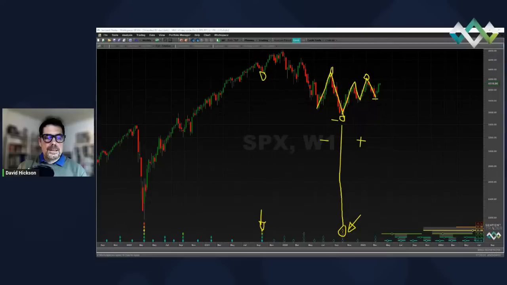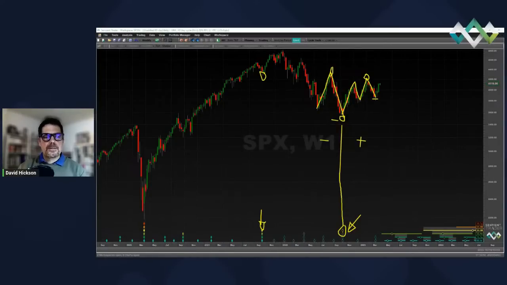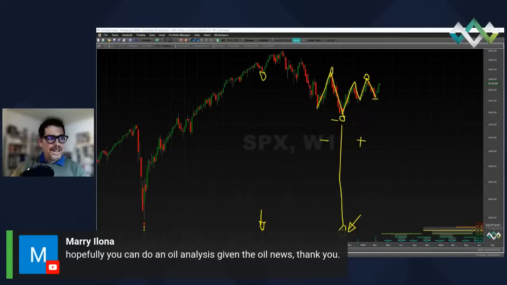And your next question, Yadnath, was this, especially if the second occurrence is late, like the first one? Yeah, that's right. If those cycles are stretching, of course, then maybe that was only a 40-week cycle trough that occurred in October of last year. That is possible. It stretches those wavelengths. In my opinion, it stretches them unacceptably, but that's something that we'll have to have a look at in a future video, perhaps in one of our Q&A videos.